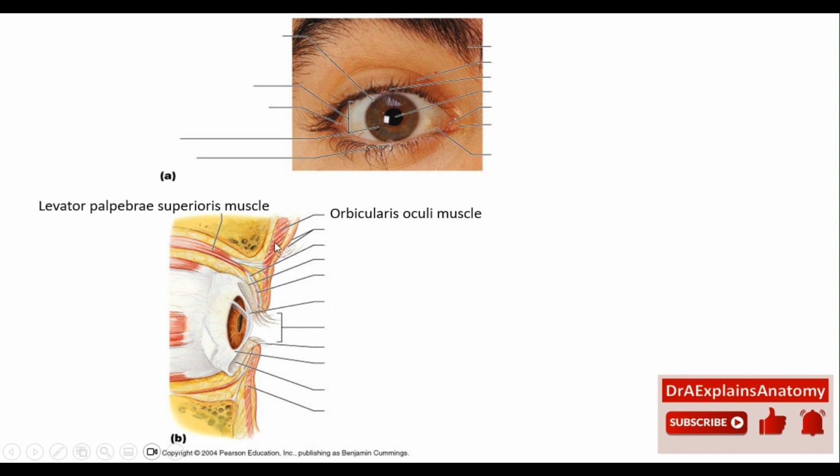Moving to this part, this is the orbicularis oculi muscle, whereas this is the levator palpebra superioris muscle. Levator, it pulls the palpebra, the eyelid, upwards. We can see the eyebrow. This is the lower eyelid. The space between the two eyelids, this is the palpebral fissure.